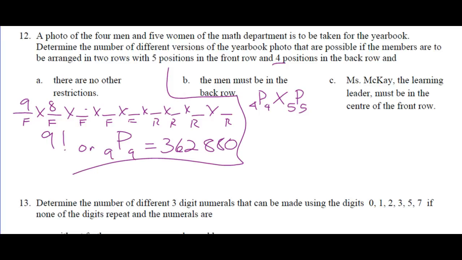Okay, distinguishable. Ms. McKay, the learning leader, must be in the center of the front row. Okay, now, we no longer have the men, right? So this is not building on it. It's not like, well, the men and the women have to be here and then Ms. McKay. This is totally separate question. Okay, so treat it totally separately. So if McKay has to be, how many McKays are there? And how many places can she go in? And how many people are left? And where can they go?